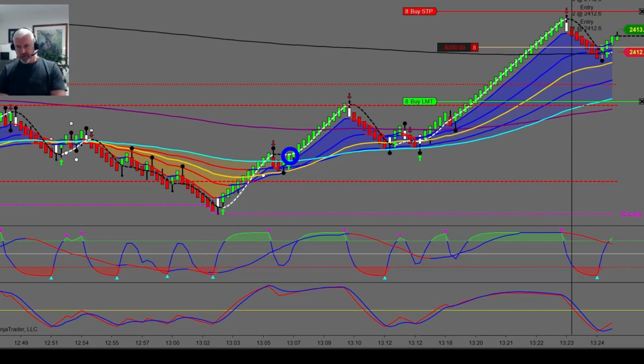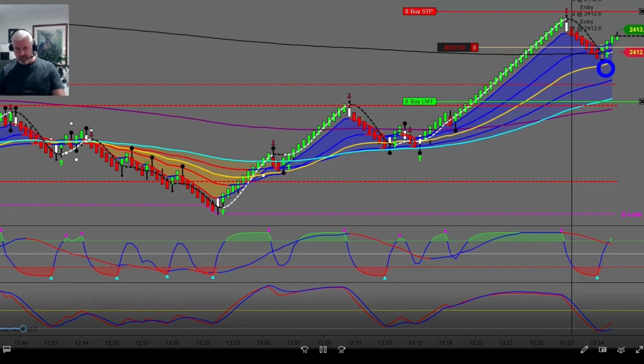But I need confirmation. So see how I've got green candles here? I'm not going to go short here until I get a confirmation. And I'm just going to mute here, just have some water for a moment.